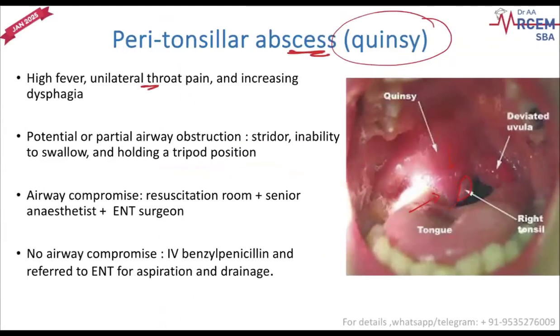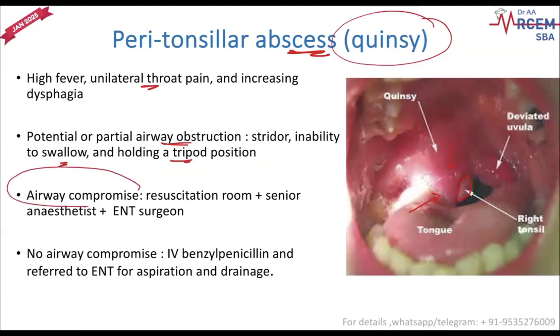They present with unilateral throat pain and there is difficulty in swallowing because it is enlarging in size. They have risk for airway obstruction. It can be large enough to cause complete airway obstruction. So closely have a look at this patient. If they are having any swallowing difficulty, drooling of saliva is present, or if the person is taking up a tripod position, especially in the pediatric age group.